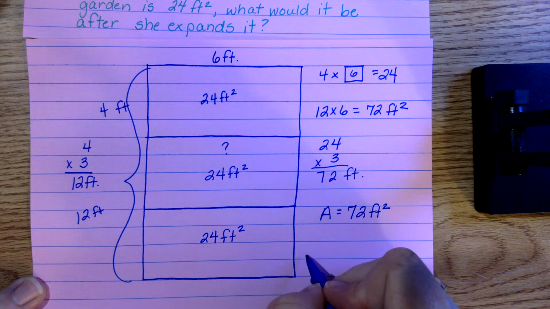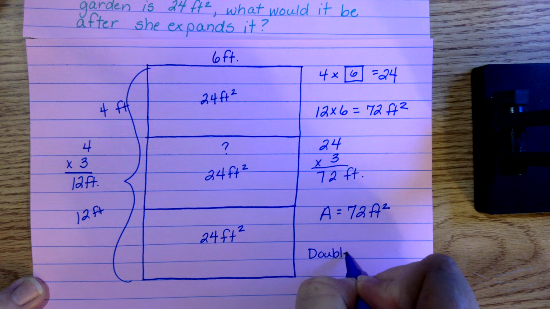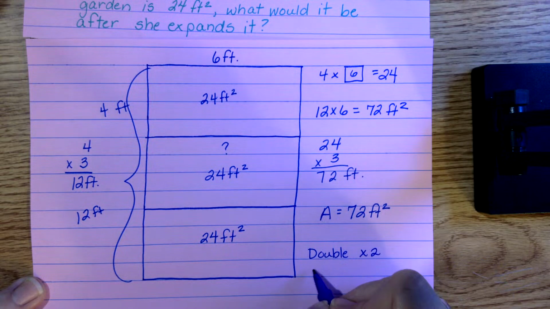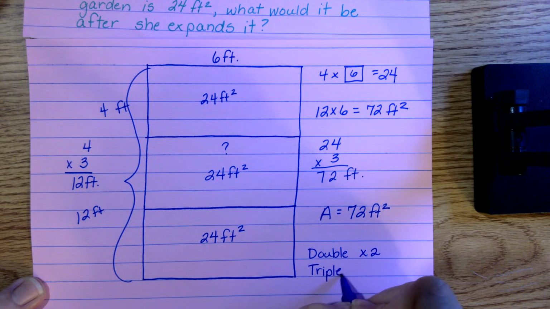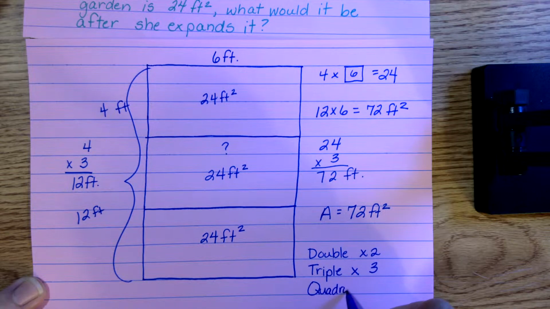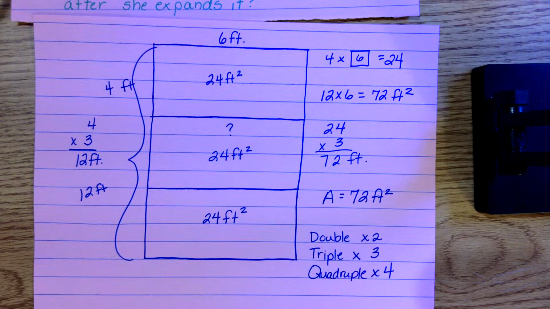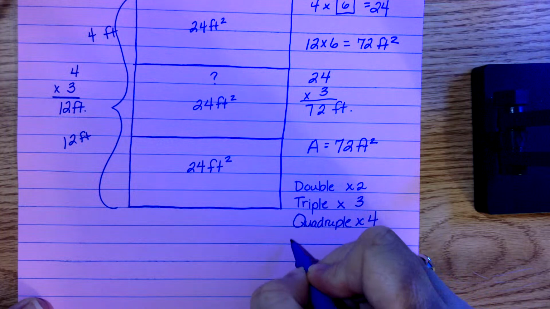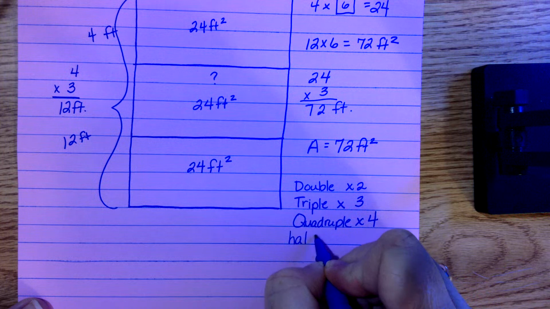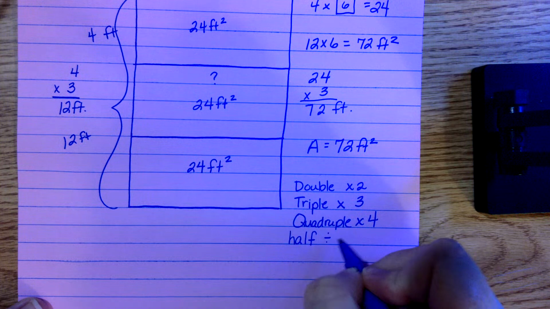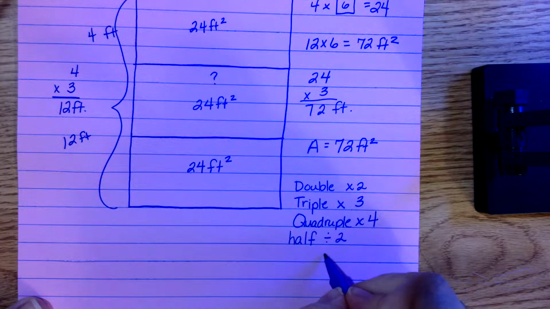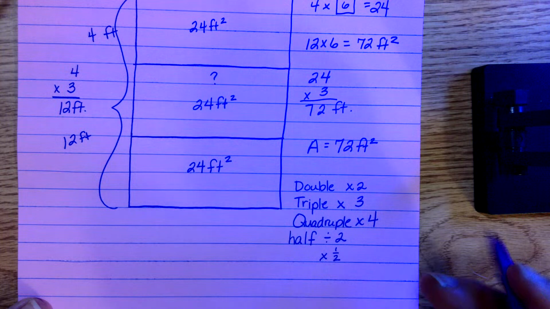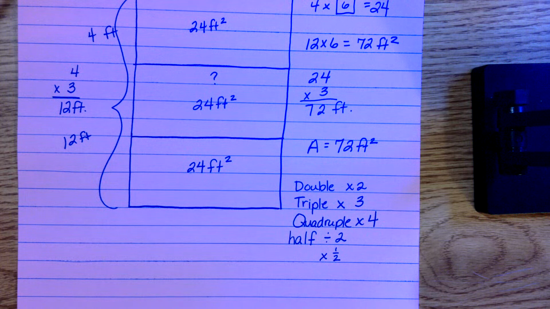Remember the word double? Double means times 2. Triple means times 3. And quadruple means times 4. One other term that you may come up with is half. Half means it's divided by 2 or multiplied by 1/2. All right, hopefully that helps you.